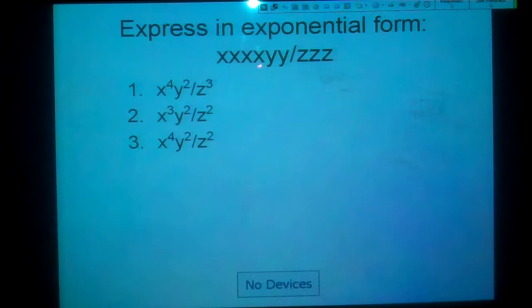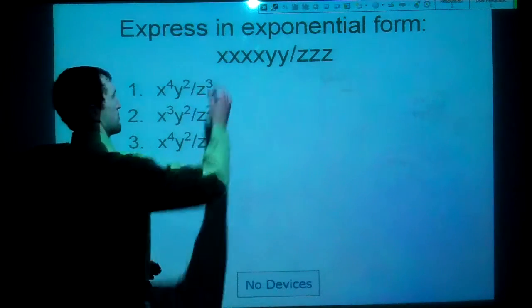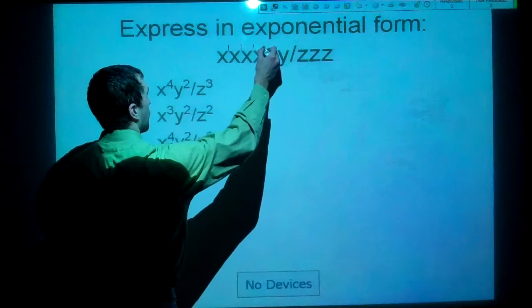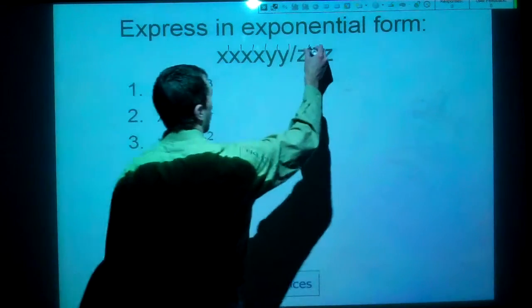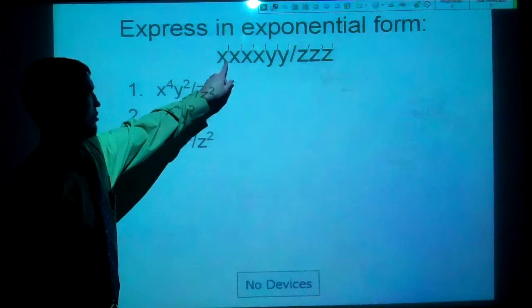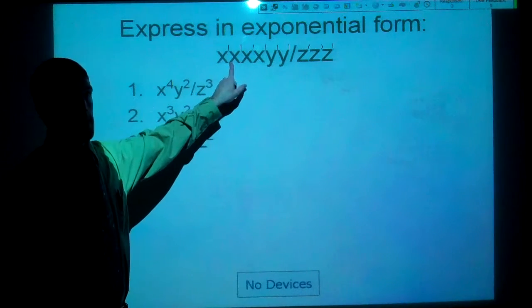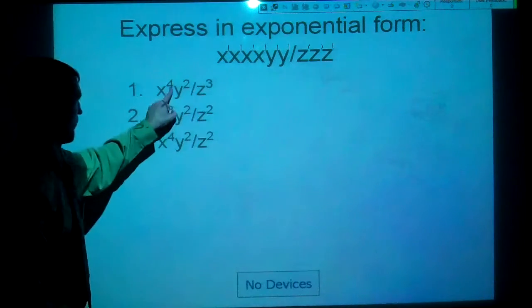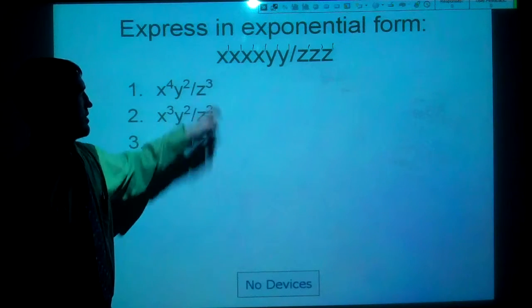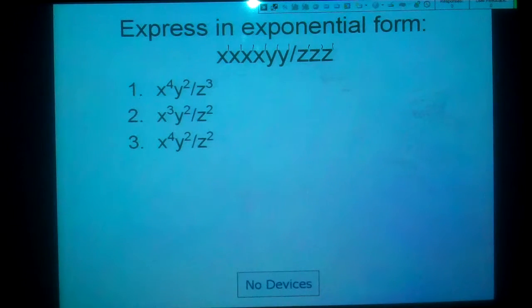Everything on top's being multiplied together. So we have four x's being multiplied by two y's, and then we're dividing by three z's. But since everything's being multiplied, and we have the same base for x's, these are all to the first power. So remember, when we multiply and we have the same base, we can add our exponents up. So we've got four x's, two y's, and three z's. So we should be looking at number one there.